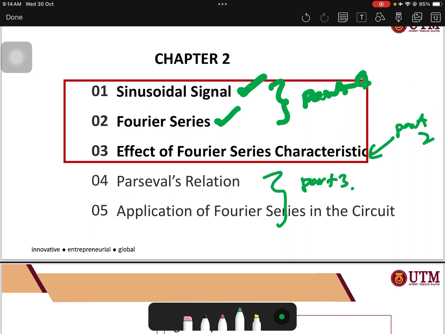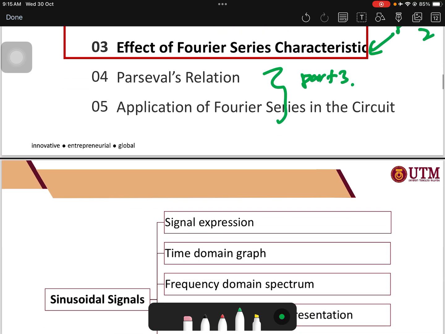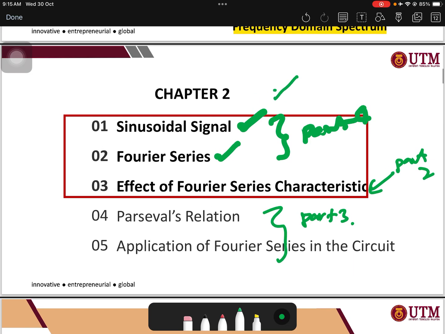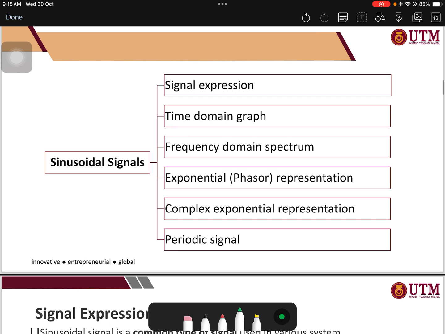Okay, so in the Fourier series, it is very important for you to refer to the appendices that I asked you to print out. But for the first part, you have to do some revision on electrical circuit analysis, because in your electrical circuit analysis, I believe you have learned about the sinusoidal representation. Alright, so let's take a look.